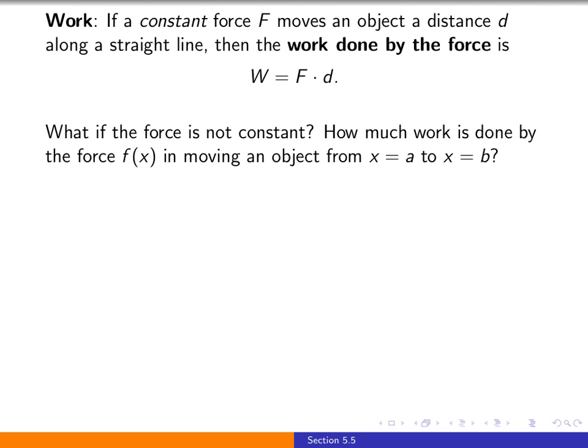So the big question then, what if the force is not constant? How much work is done by the force in moving an object from x equals a to x equals b? Well, I'm going to think about this in the following way. So we're thinking about moving an object along the x-axis from x equals a to x equals b. And because the force is not constant, it's represented by a function. What we have to do is instead think about this from a definite integral perspective.